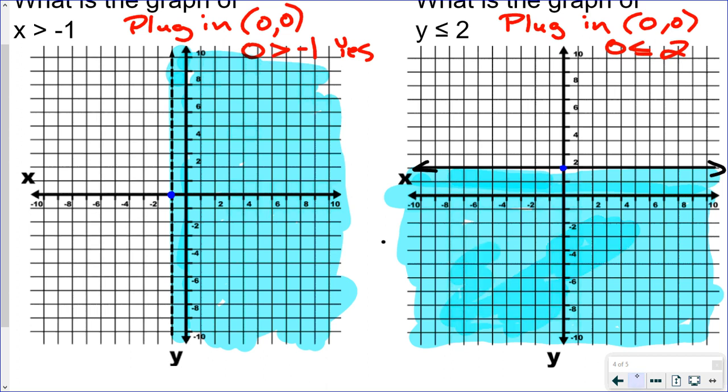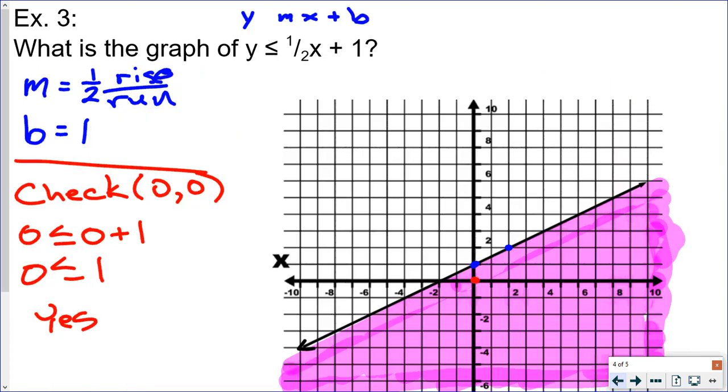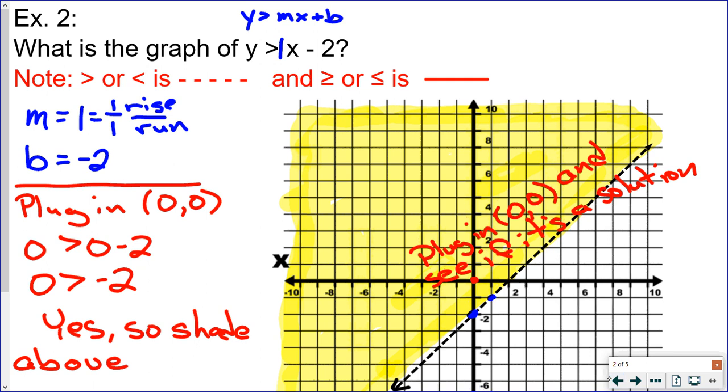All right, so let's see. Last one here. The last one is where they give you the graph and they want you to write the inequality. I said the first step is you should decide which inequality symbol to use. Well, there's something I haven't told you yet. How have we been deciding which way to shade, whether above or below? We've been plugging in 0, 0 to see if it's a solution. If it is a solution, we shade on that side of the line. If it's not, we shade on the other side. That method always works, but there's a trick.